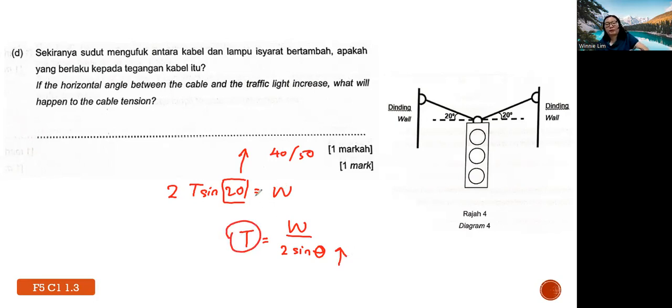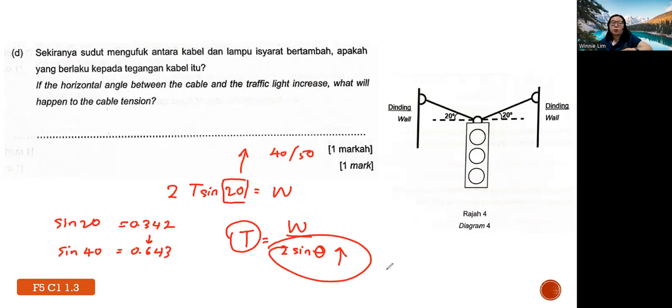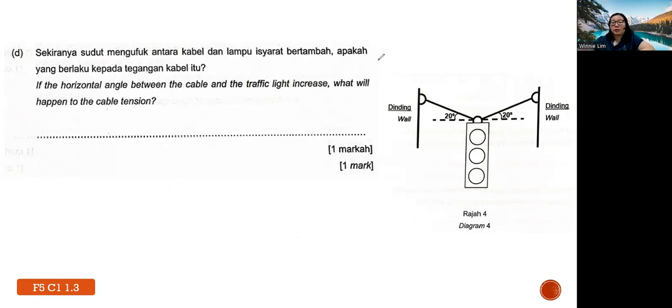Now, you can try pressing the calculator. What is sine 20 initially? Then you just change to another bigger angle, double up, as an example only. So sine 20 is 0.342. Then sine 40? Sine 40 is 0.643. So it's bigger. That means you will cause this whole thing to become bigger as well when your angle increases. Get the idea? Therefore, your tension will become lower. So the tension is actually lesser, or you just say decrease. So this is how you predict the answer.